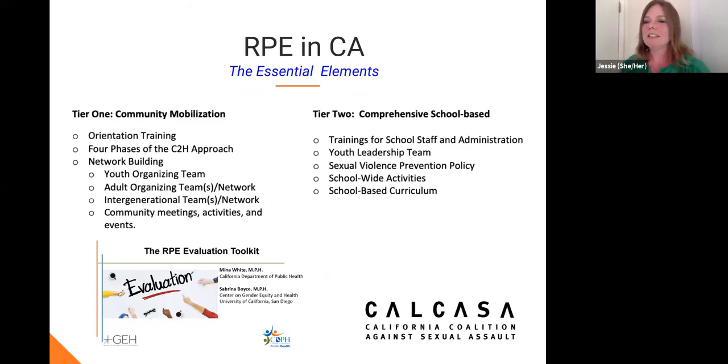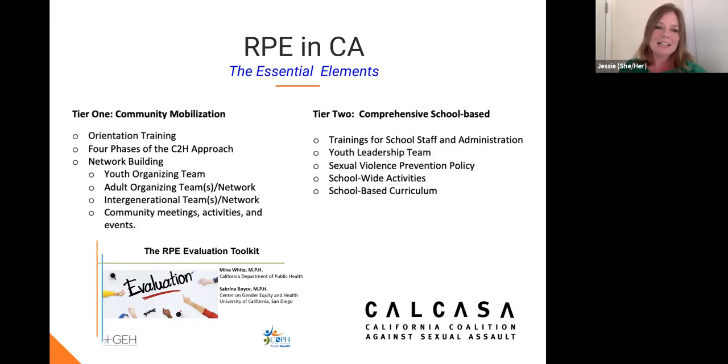And so each of the tiers has essential elements. So this is really what is required. What makes RPE in California RPE? What makes you a tier 2 or tier 1 program is really these essential elements. And this brings us to being able to have the comprehensive programs, which we'll also talk about later, to really make change in local communities where RPE programs are.